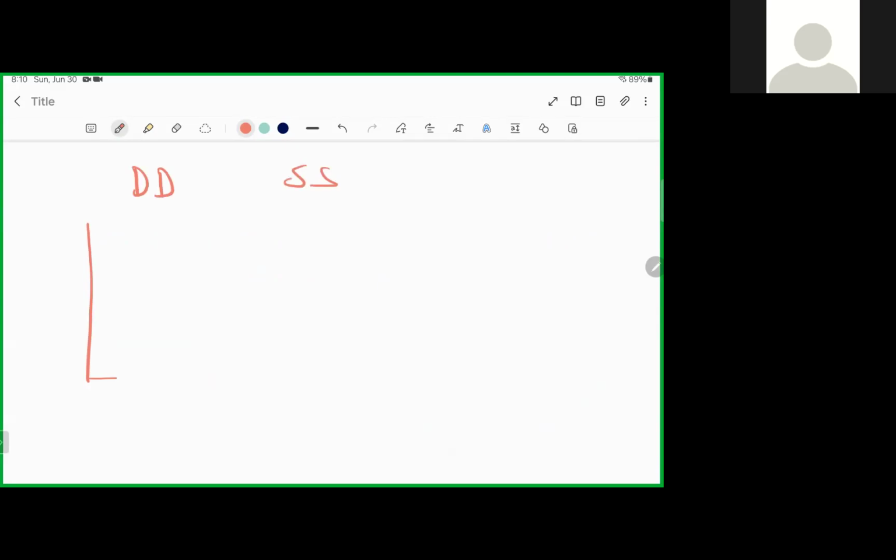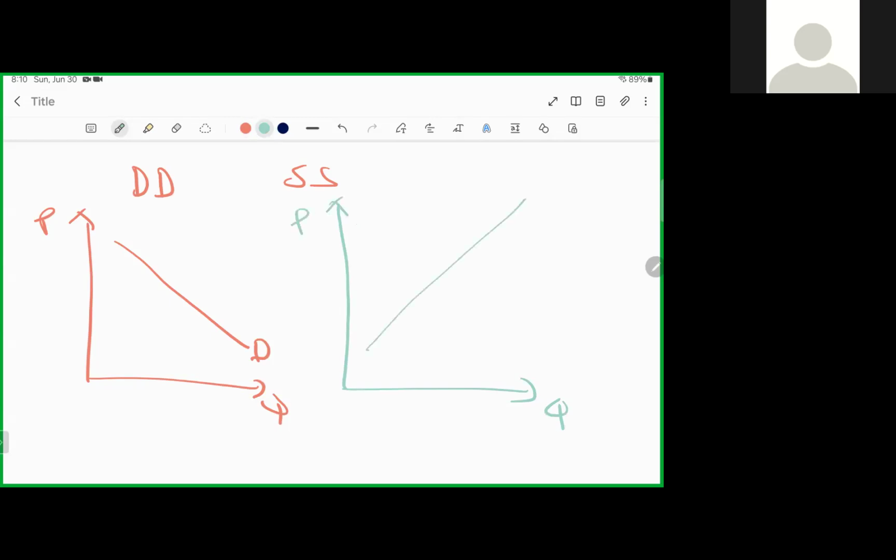Which slopes downward from left to right. Of course, this is quantity. This is price. We also have supply. This is quantity. This is price. This is supply. And you will see that there is a positive relationship here, and here there is a negative relationship between price and quantity. Positive relationship between price and quantity.